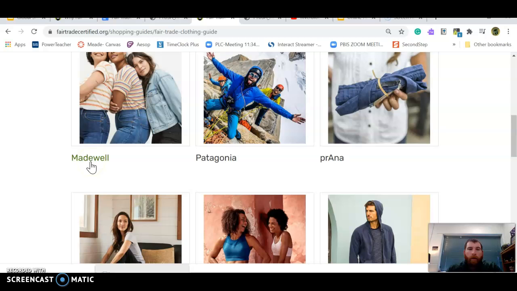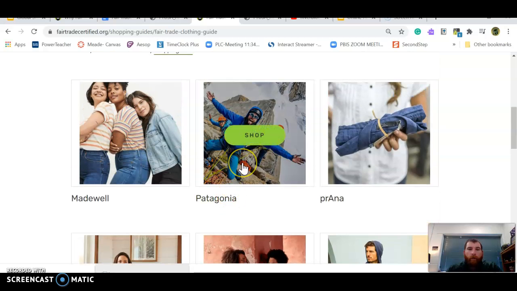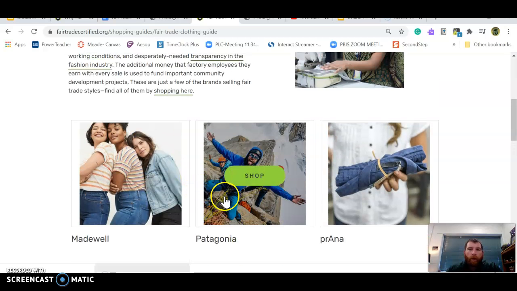Piranha, Madewell, Patagonia is the only one. I may have a Patagonia coat. But basically what you do is you click on that and it goes to their website.